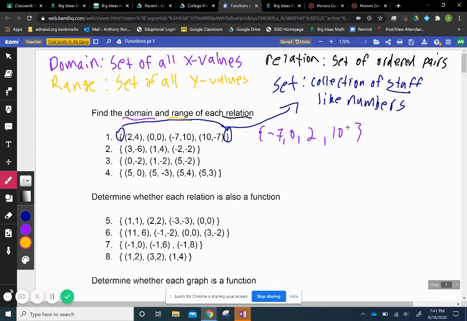Now onto the range. It's the set of all y values. So 4, 0, excuse me, 10, -7. Make sure if you put it like this, you have a set on both sides. Here we have a D. We have an R. I should not have squeezed that in. But I'm going to squeeze it even more.